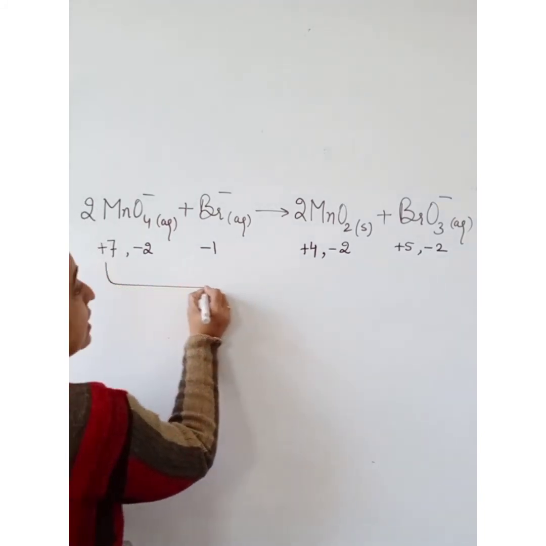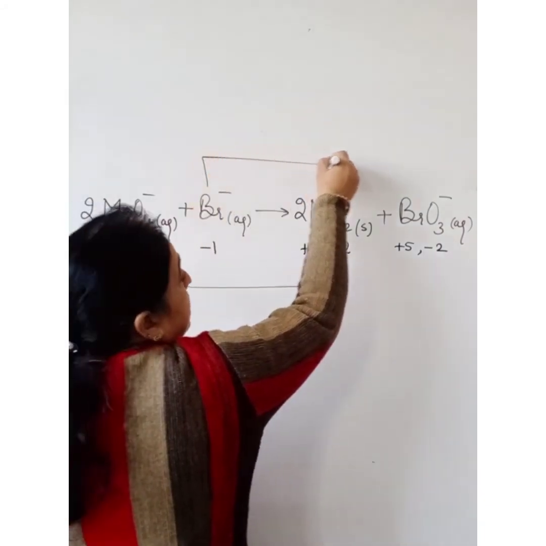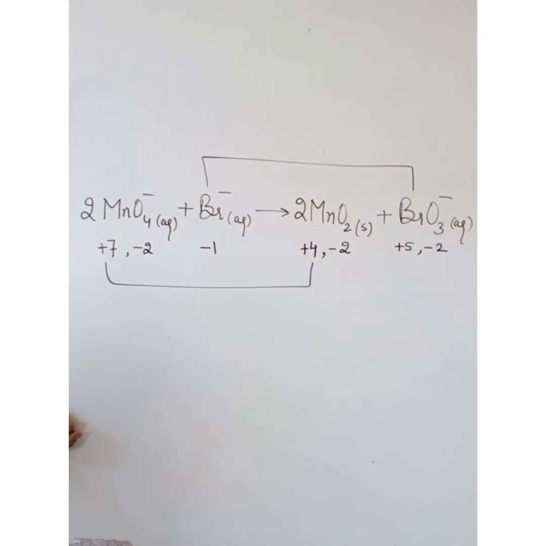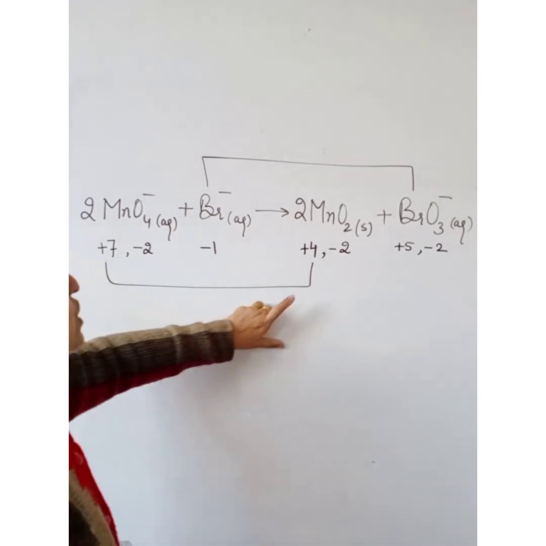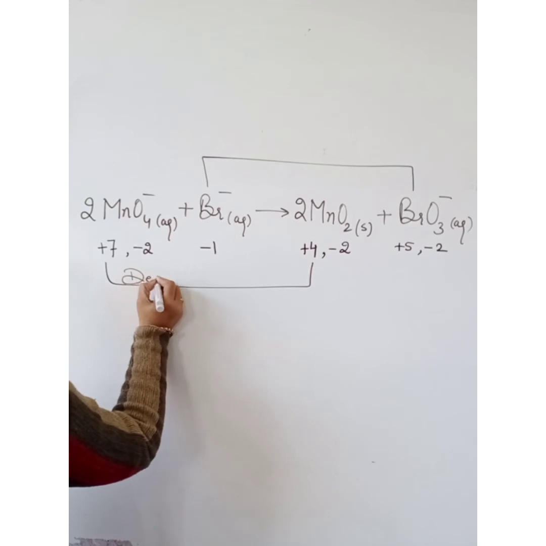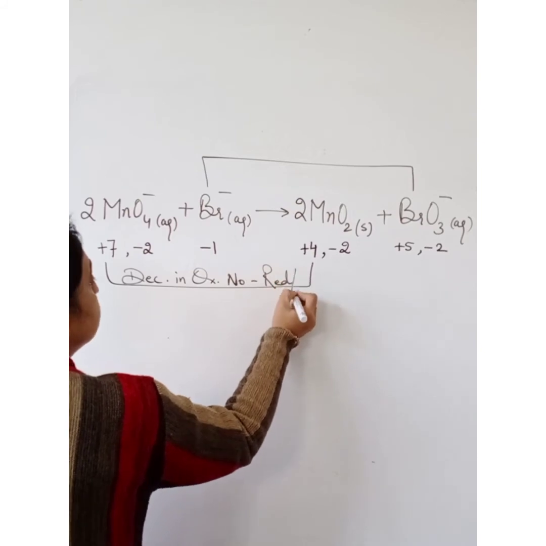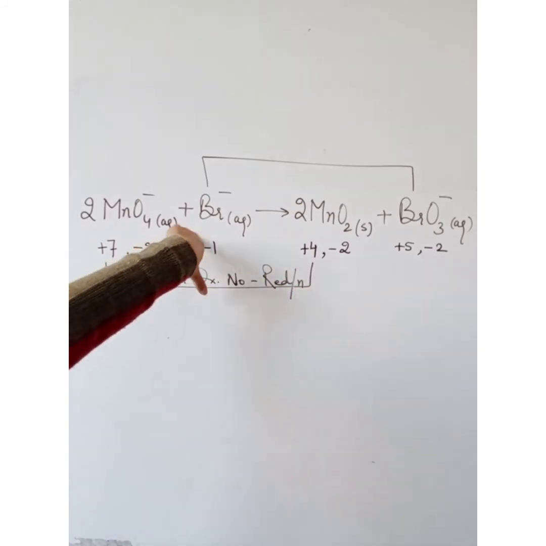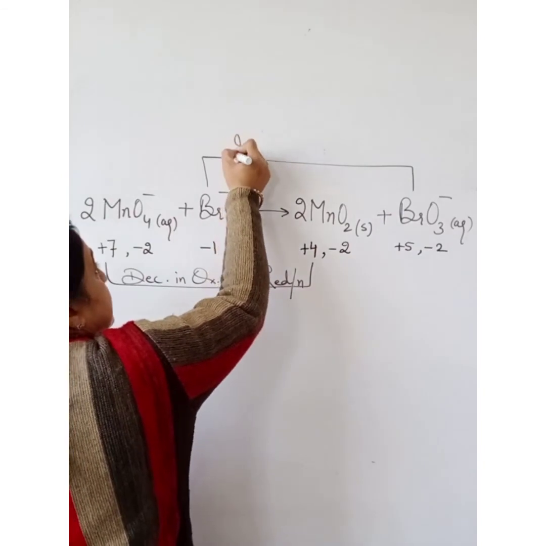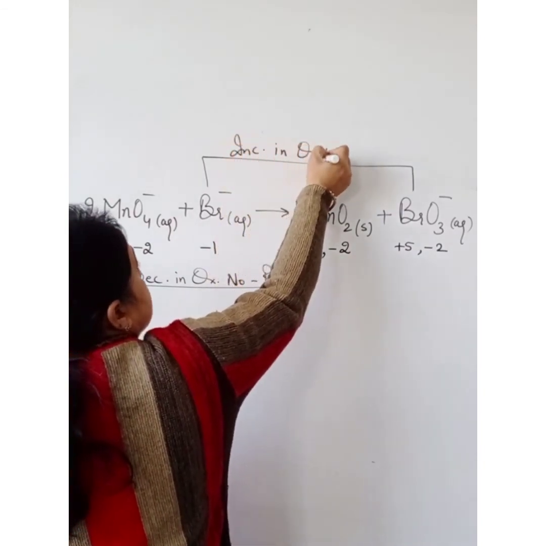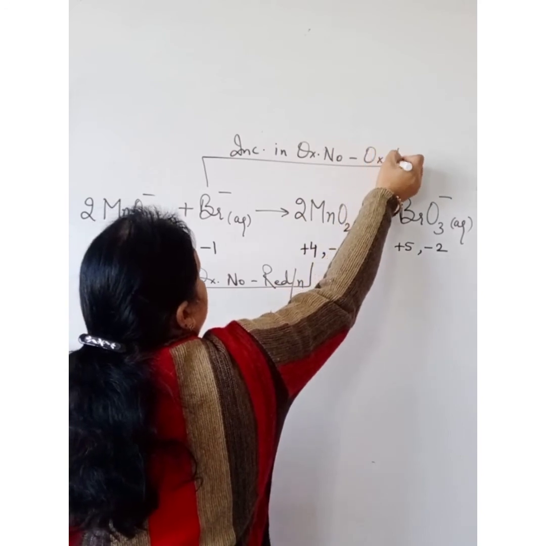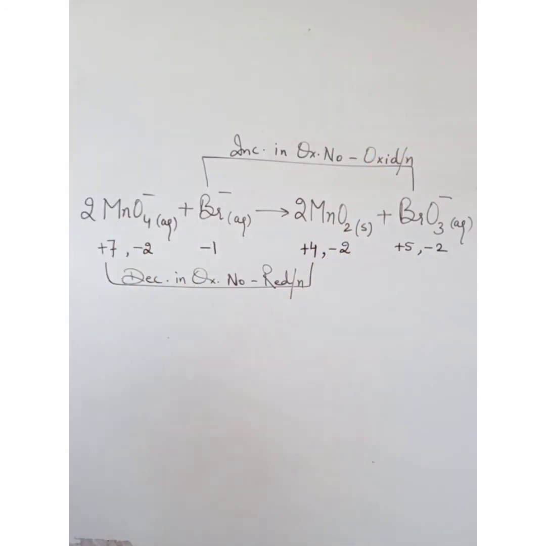Now connect Mn with Mn and connect Br with Br and try to find out the change. +7 is changing into +4. That means there is a decrease in oxidation number and this process is reduction. -1 is changing into +5. That means there is an increase in oxidation number, which is the process of oxidation. First of all, we have to confirm whether it is a redox reaction or not. This is a redox reaction because both the processes are taking place, oxidation and reduction.